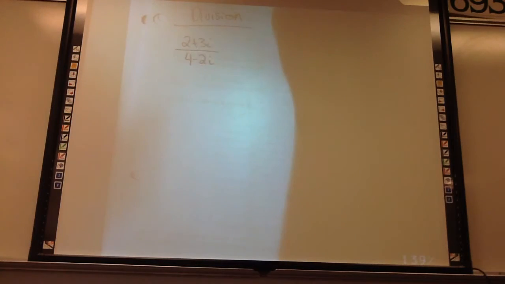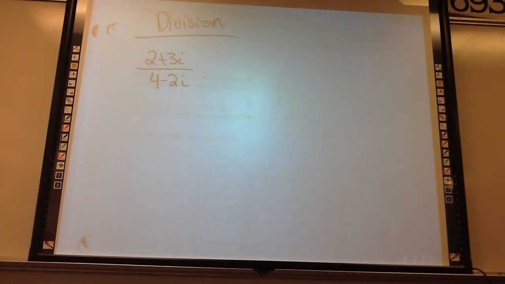It's just like simplifying square roots. You got to multiply by the conjugate of the denominator.